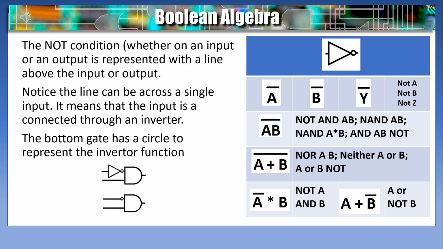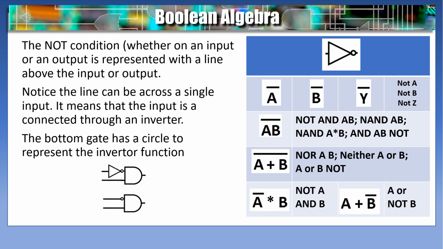The not condition, whether on an input or on an output, is represented with a line above the input or output. Looking at our table, we have not A, not B, and not Y. When we look at the next line, we have A and B together with a line over top. This is not AND, AB, or NAND AB. There's different ways to express it. The one below that, we have the bar across the A or B. So this is NOR, A or B, or neither A or B.